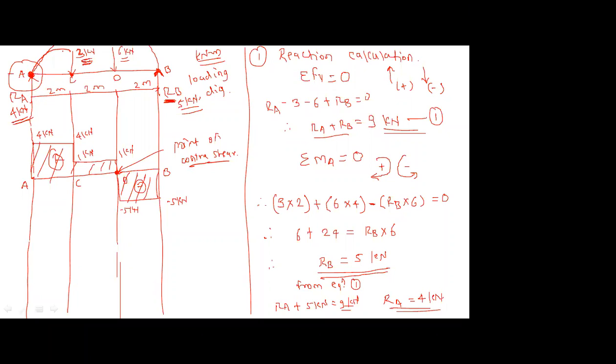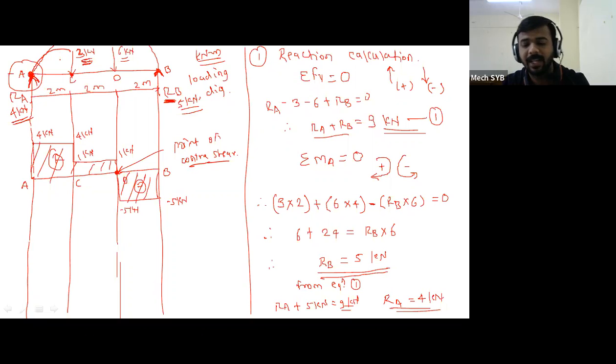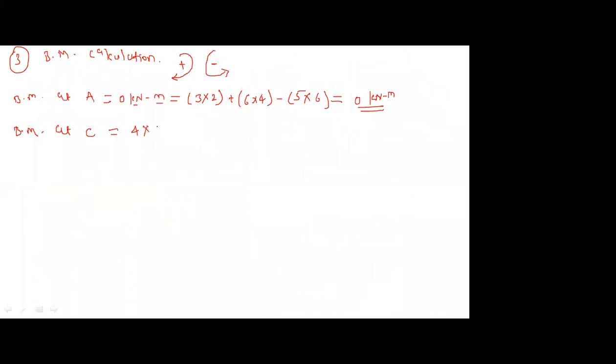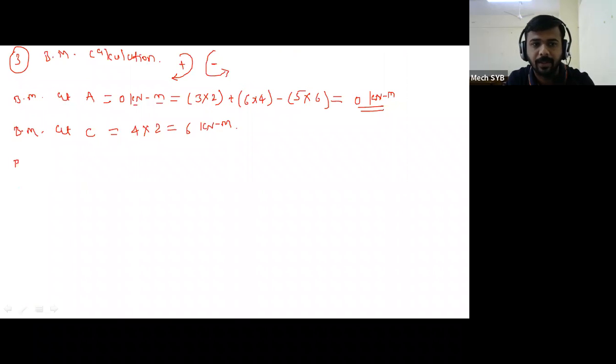Anti-clockwise. Clockwise. Look at the force direction. 4 into 2. RA, clockwise. It is moving in upward direction. It is clockwise movement. So clockwise movement means 4 into 2 is equal to 6 kilonewton meter. Like this. Now next point.